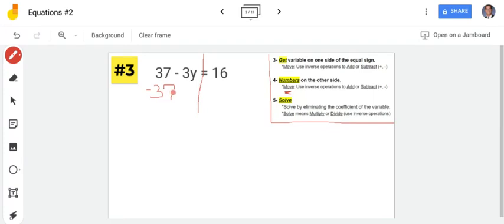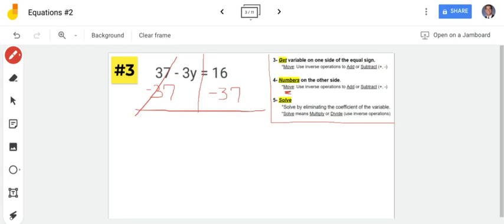Now, the golden rule for equations: if I subtract 37 from the left side, I should also subtract 37 from the right side. I'm going to draw a horizontal equal sign across the entire problem just like that. These 37s cancel, equals 0. So I'm actually not going to write 0 right here. I'm going to draw a diagonal line through them because they cancel out.